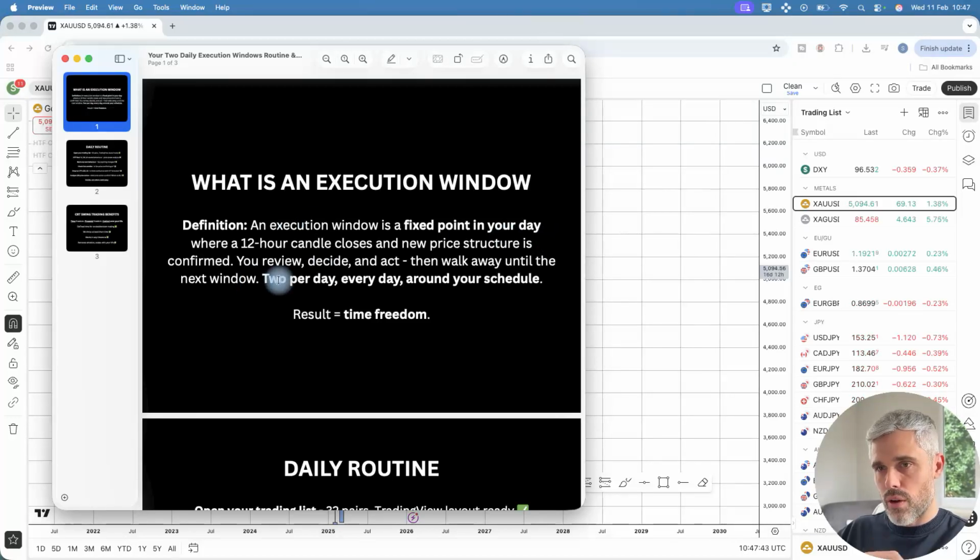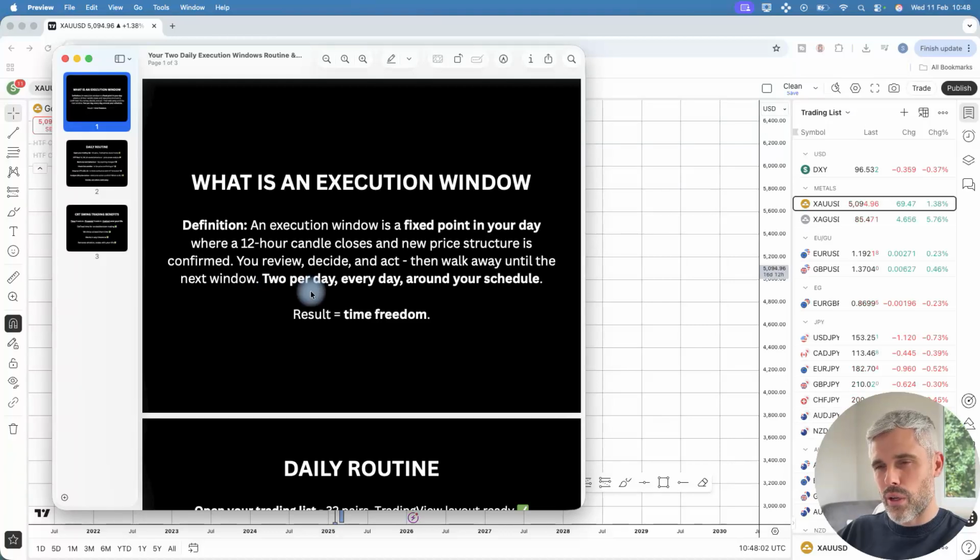This means the 12-hour candle prints twice a day. In the UK, it prints at 10 a.m. and 10 p.m. In the US, say New York, 5 a.m. and 5 p.m. So they're the two times in the day where we get new price action that we can review and make decisions based on.